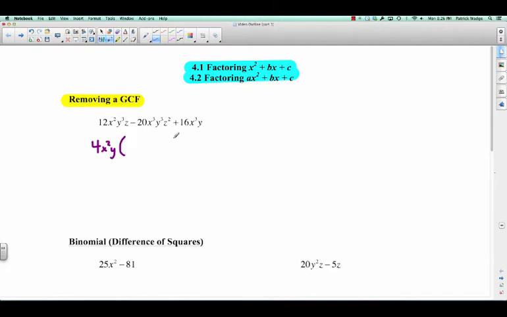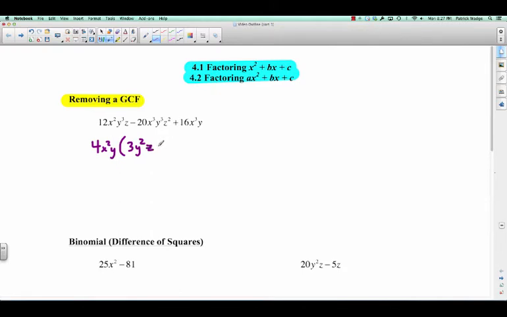Now what you do is you put some brackets and you ask yourself, what would I have had to multiply this by, the 4x squared y, in order to get that first term? Well, you'd have to multiply 4 times 3 to get 12. X squared is great. You don't multiply it by 1, but you don't have to put that. Y you'd need to multiply by y squared, right? Because y to the first times y squared is y cubed. You add the exponents. And you would also need a z. That would give you the first term.